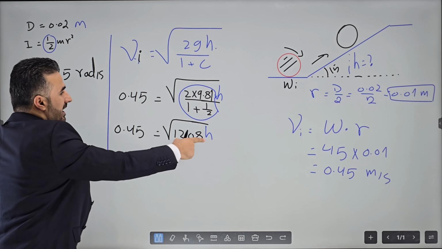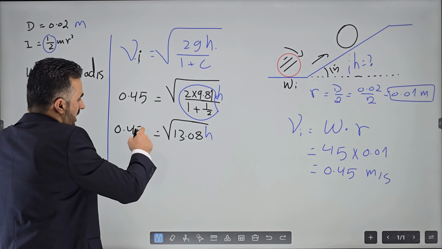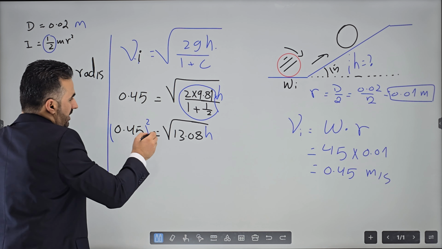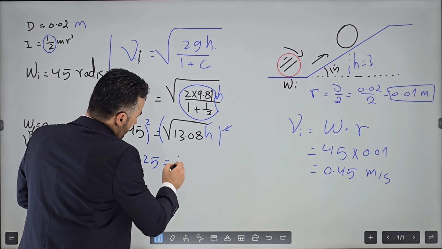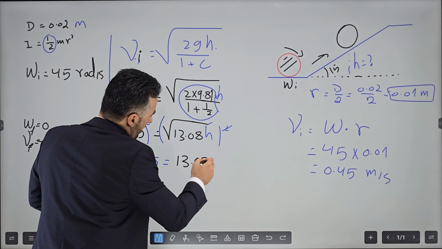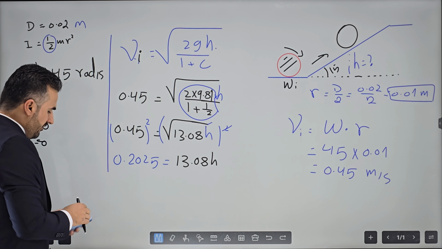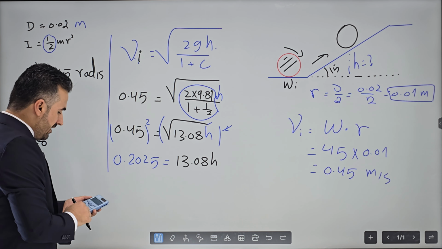Now, how can I extract or get the height from this? Can I square both sides? Yes. If we square both sides, the square root and the square will cancel out. So 0.45 squared, what is it equal to? It is equal to 0.2025. And this one becomes 13.08 times the height. How do you find the height now? Just divide both sides by 13.08.